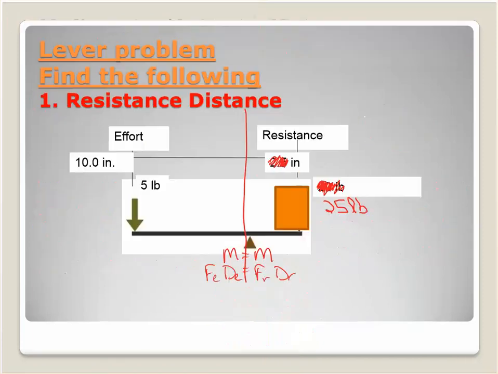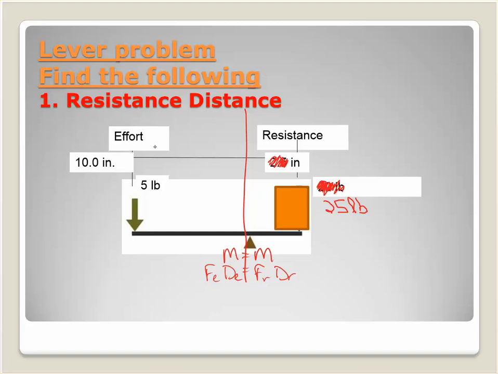Alright, let's go to another problem here. Okay, some things I've already given you here. I've already written this part of the equation down here. The effort moment is equal to the resistance moment. Fe times dE is going to equal Fr times dr. So now we've got to identify what these things are.